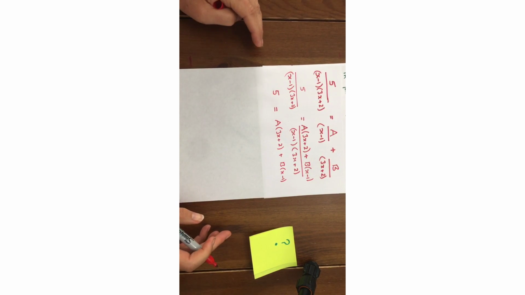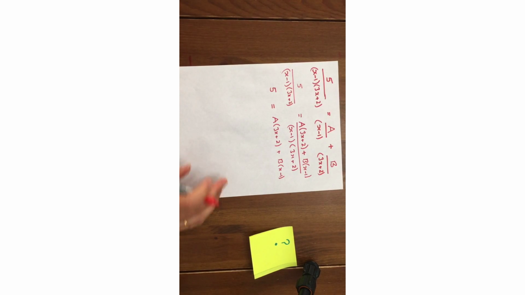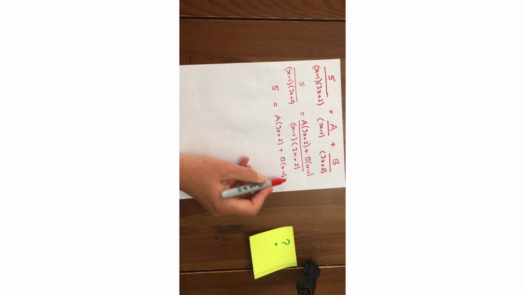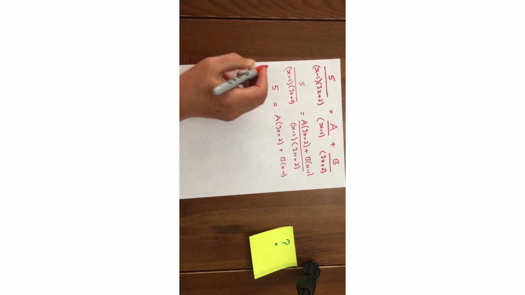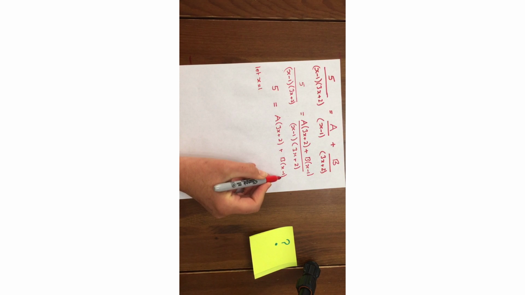So if that is the case, which is the case, I'm now going to find A and B. So how am I going to find A and B? Well, if I put my value of x in here to be 1, then 1 minus 1 is 0. So the B would disappear. So let's say let x equal 1. I'm going to substitute that into this equation.